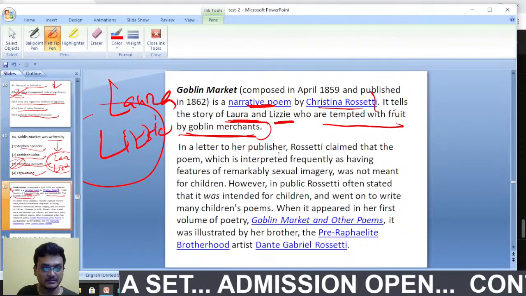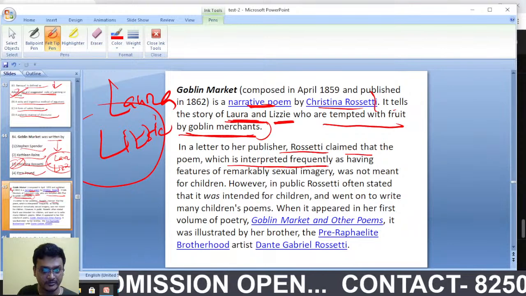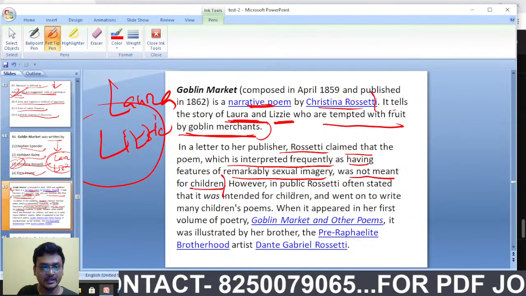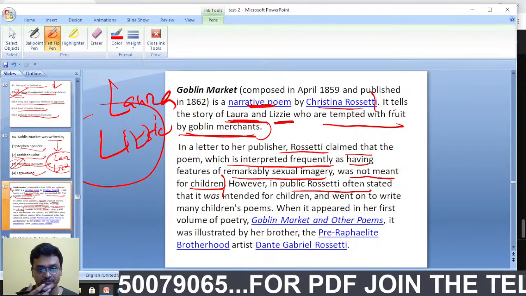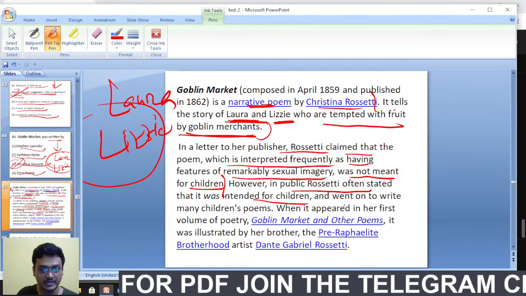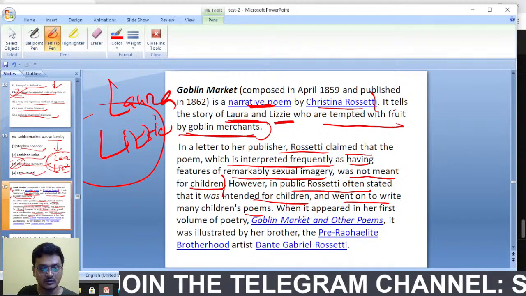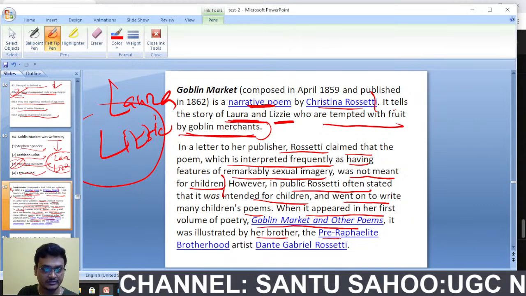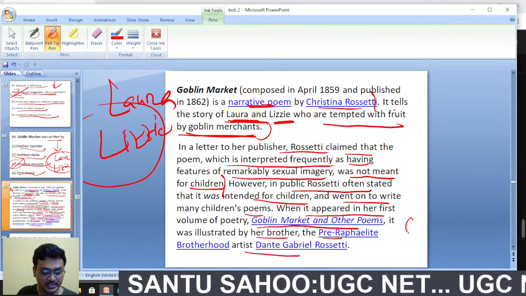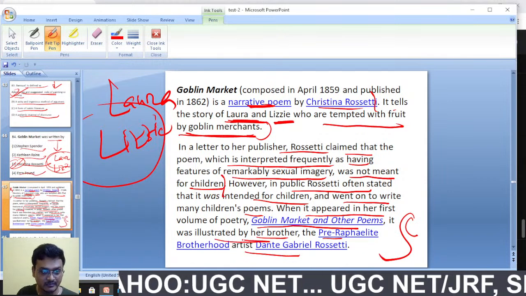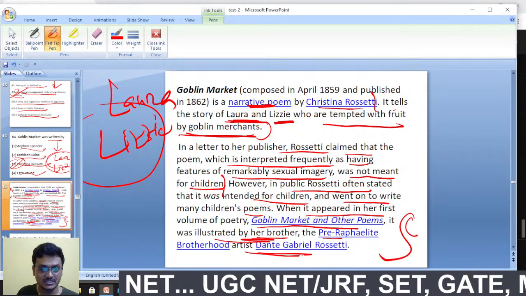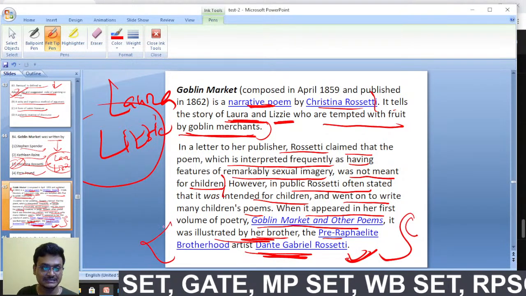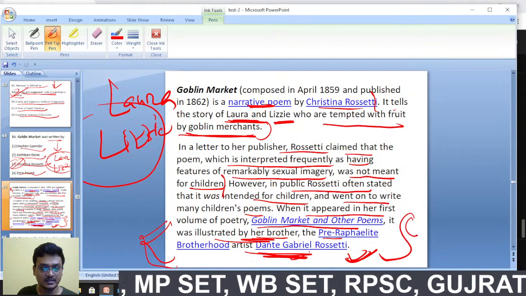In a letter to her publisher, Rossetti claimed that the poem, which is interpreted frequently as having features of remarkable sexual imagery, was not meant for children. However, in public Rossetti often stated that it was intended for children and went on to write many children's poems. When it appeared in the first volume of poetry, Goblin Market and Other Poems, it was illustrated by her brother, the Pre-Raphaelite Brotherhood artist Dante Gabriel Rossetti. Who illustrated this one? It was illustrated by D.G. Rossetti.